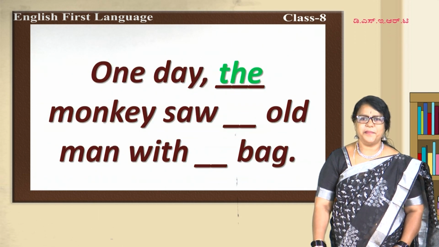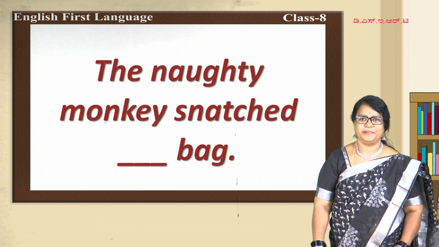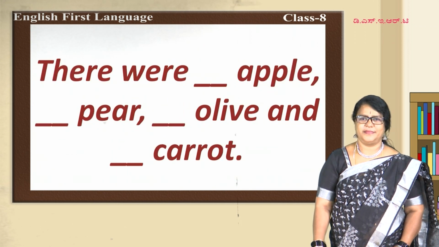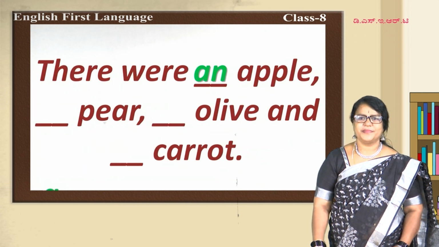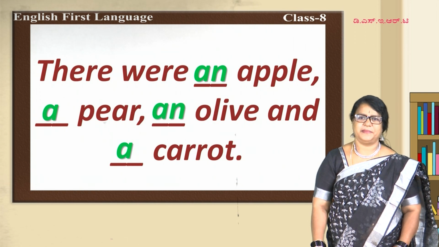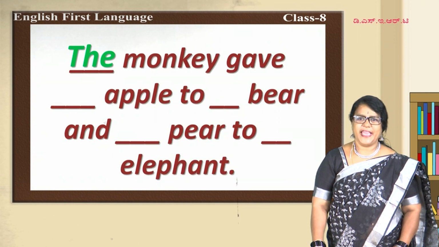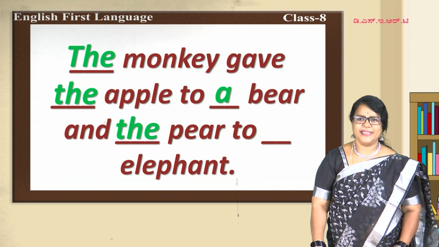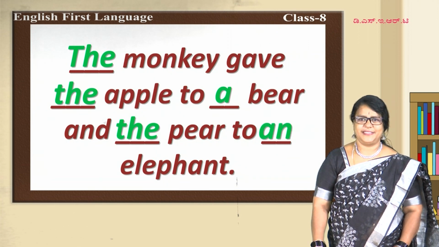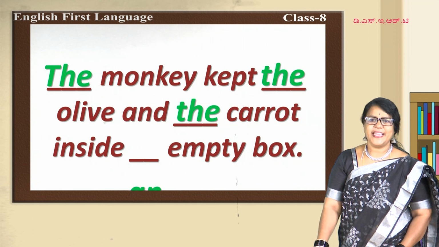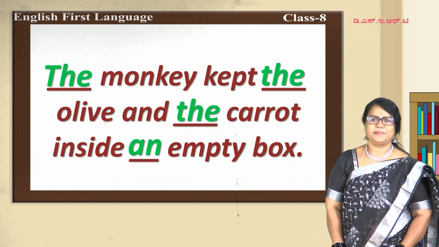One day, the monkey saw an old man with a bag. The naughty monkey snatched the bag. There were an apple, a pear, an olive, and a carrot. The monkey gave the apple to a bear and the pear to an elephant. The monkey kept the olive and the carrot inside an empty box.